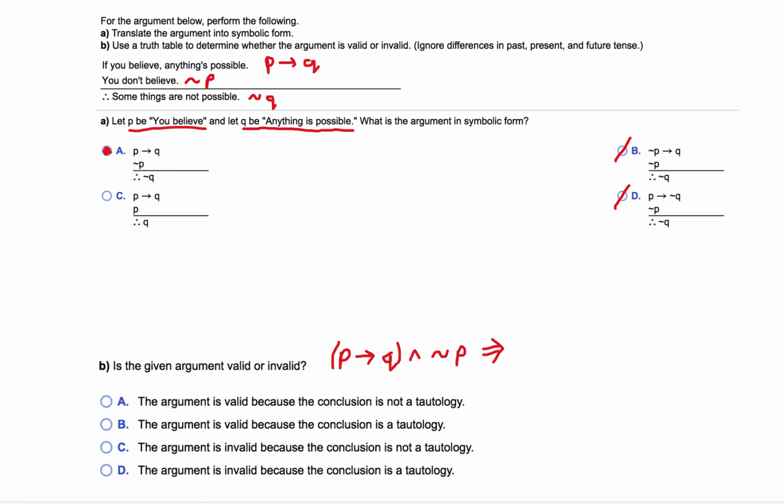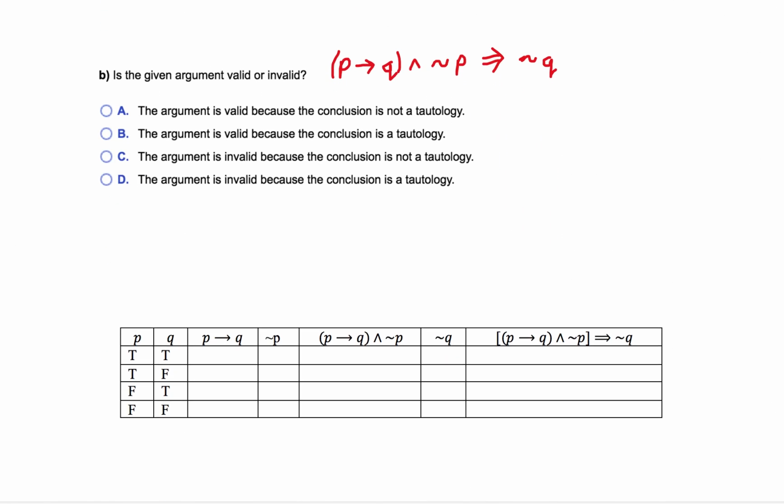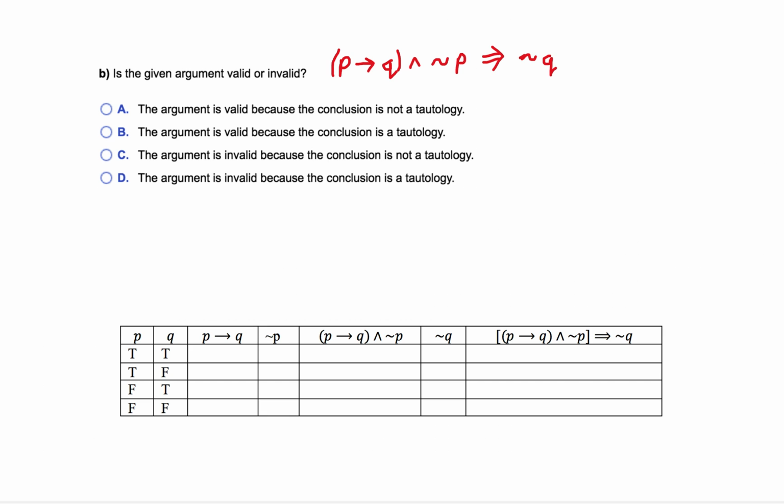And we write our conclusion down. So our conclusion is the negation of Q. Okay, so this is the statement that I'm going to look at when I set up my truth values in my truth table. Okay, so I have this pretty much already set up here for us.